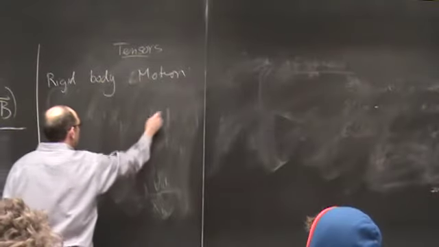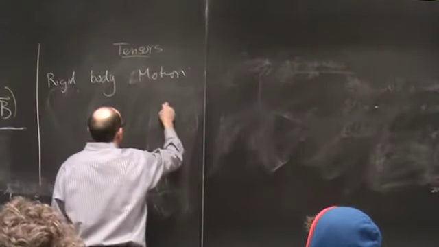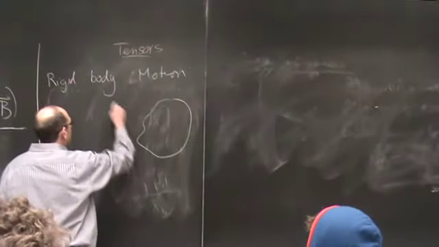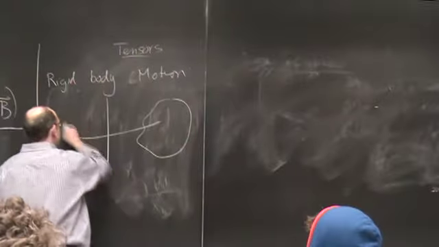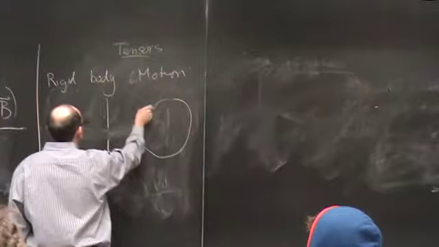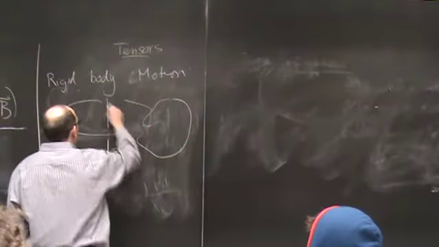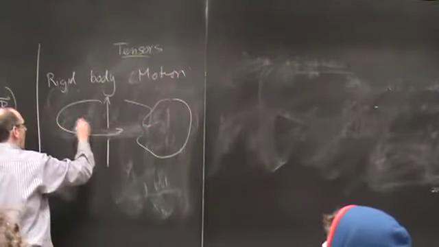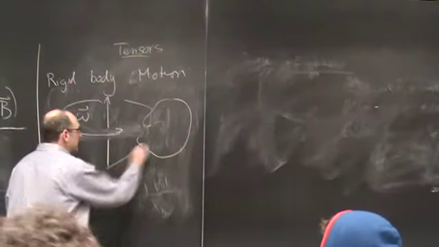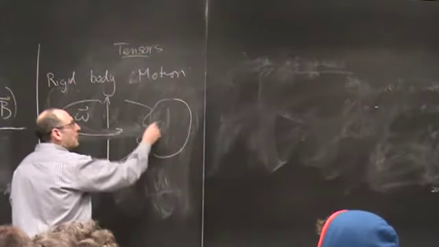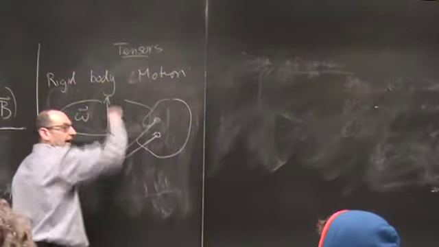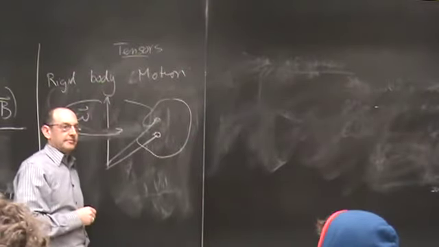So let's imagine I have some rigid body, whatever it is, and it's rotating. Let's make it rotate the other way, around some axis with angular velocity omega, rigidly, right? So that means that every point in this rigid body is rotating at the same angular velocity, okay?